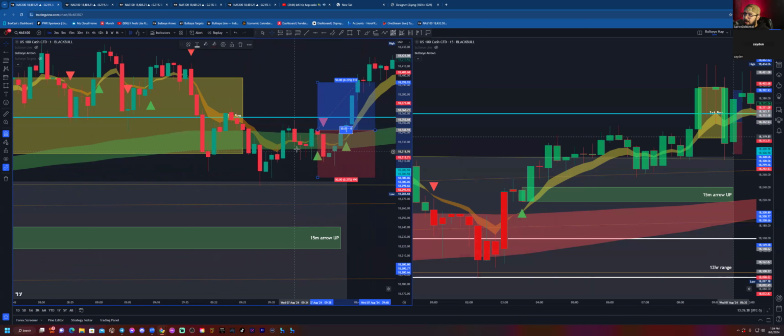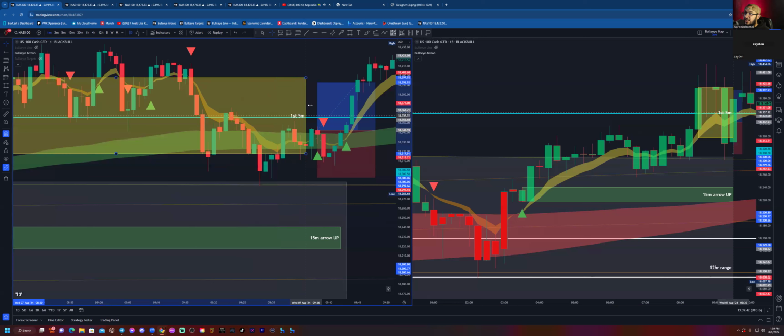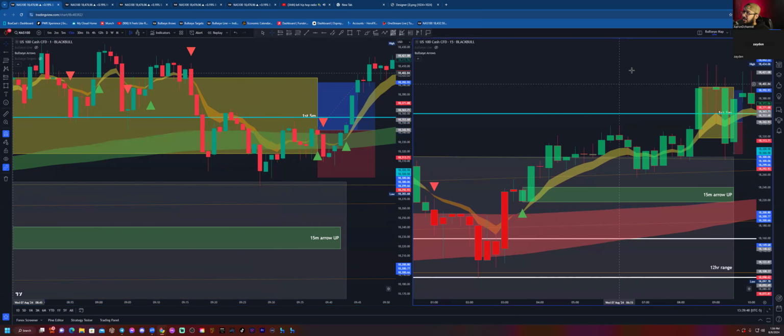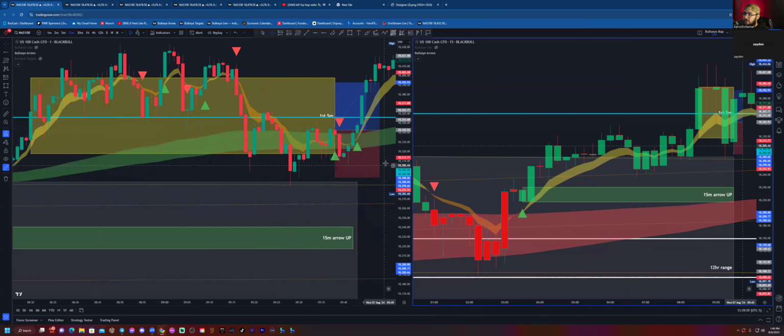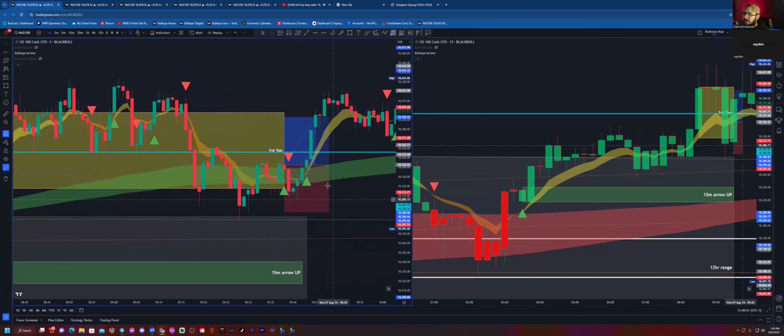50-point stop. Why? Because we're coming out of the green cloud. It's a green arrow on 15-minute, but we know that price is above the 15-minute cloud. It could come and touch the 15-minute cloud at any moment. So the 50-point take profit gets hit. That's a good 1% profit. That happened in like 3 minutes.